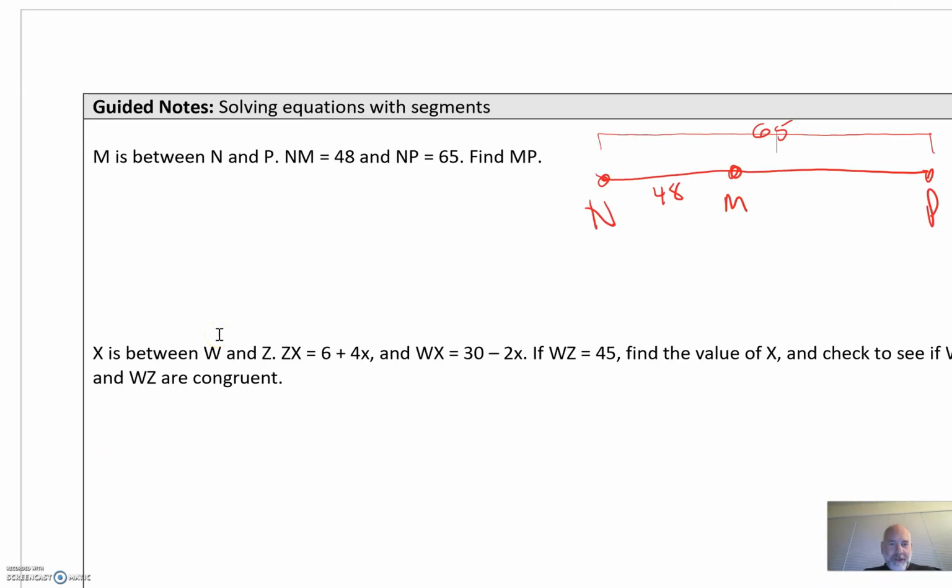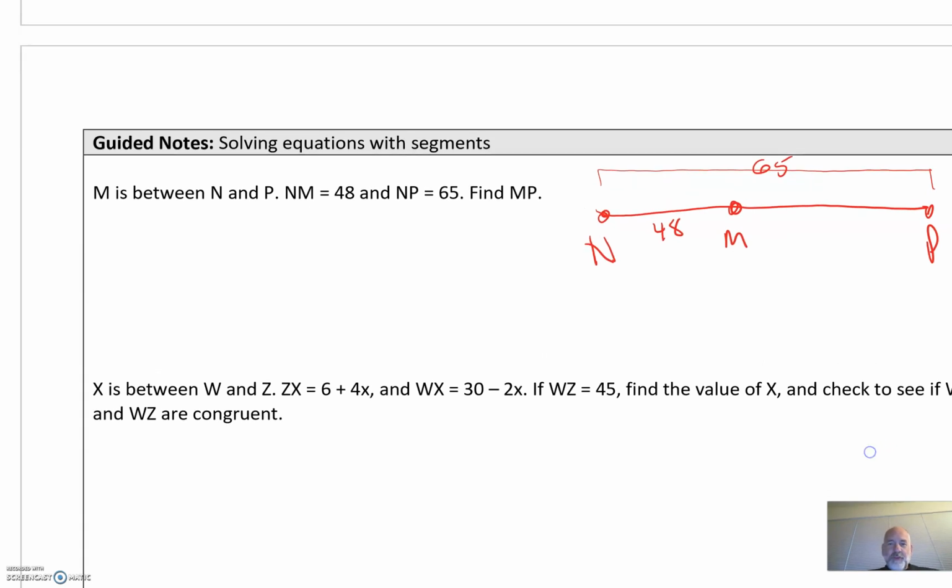Okay, here's my drawing. And it shows you M being between N and P. I didn't put it right in the middle. I put it somewhere around there. It said NM is 48. Remember, with no notation on it, that means the distance, the length of segment NM. And so I put 48 right there to say, okay, that little piece is 48.